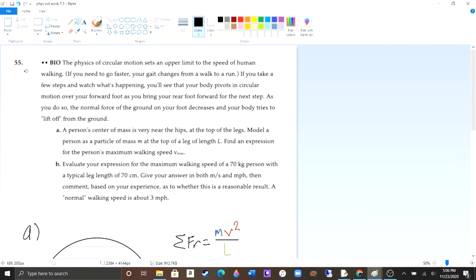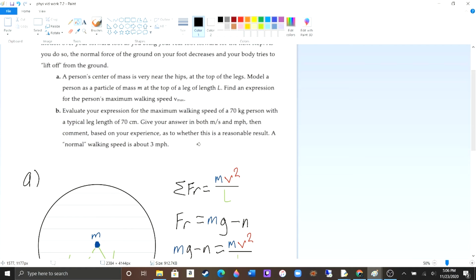So for part A of this question, a person's center of mass is very near the hips or at the top of the legs, and we have to model a person as a particle of mass at the top of a leg of length L. So we have to find an expression for the person's maximum walking speed, which is V max.